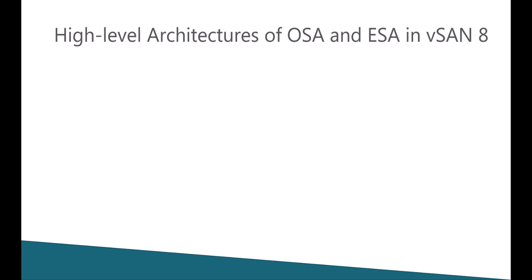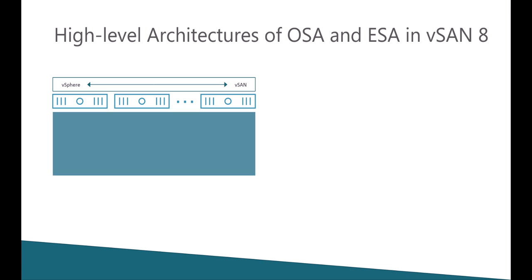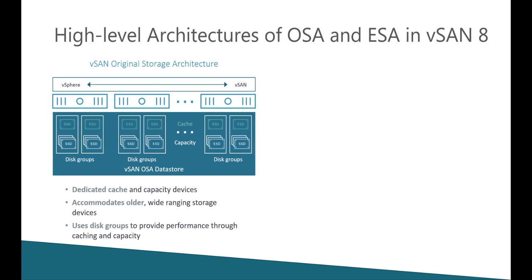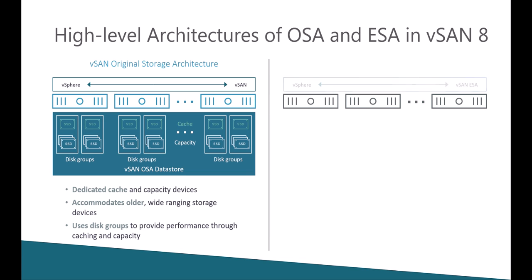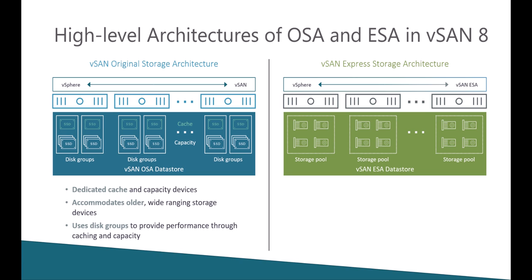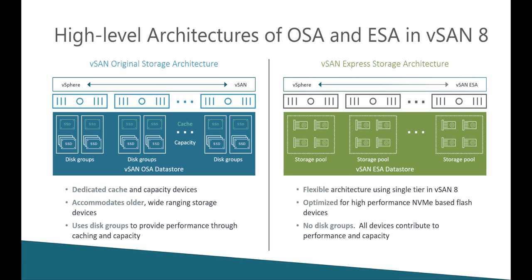But first, let's compare how vSAN OSA and ESA are different at a high level. As you might know, in vSAN OSA we have a two-tier architecture, meaning we need to create disk groups, and within each disk group we have a cache and capacity tier, and in that architecture we can have a wide range of storage devices. In contrast, vSAN ESA is a single tier architecture, so instead of creating a disk group, we have a storage pool with high performance NVMe based flash devices, and every single device will contribute to performance and capacity. And again, in vSAN 8, you have the possibility to choose either OSA or ESA architectures.